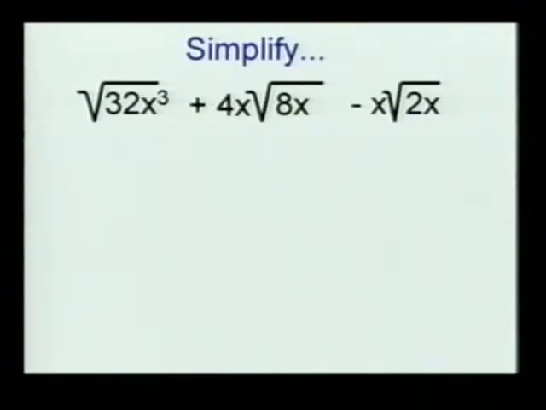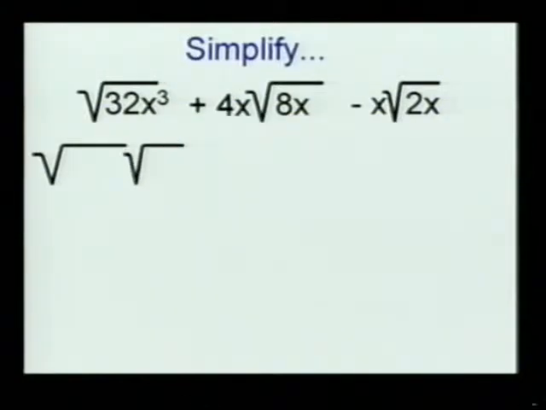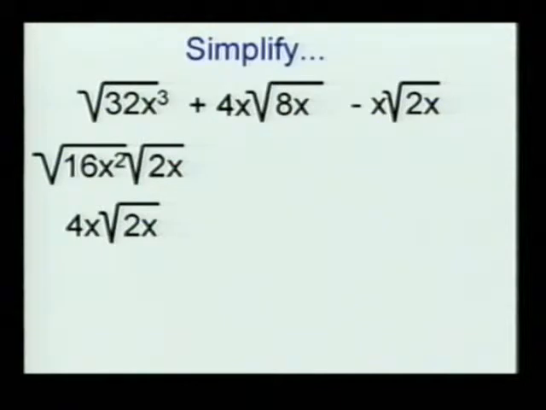Now, don't let the letters scare you. We can't add like terms together until we have simplified, and then we know whether they're like terms. Let's take a look at the first one. I'm going to break him into good and evil. Now, the 32 I'm going to break into 16 and 2, because I know 16. And the x to the third I'm going to break into x squared and x. And I can bring down square root of 16x squared and the scum.